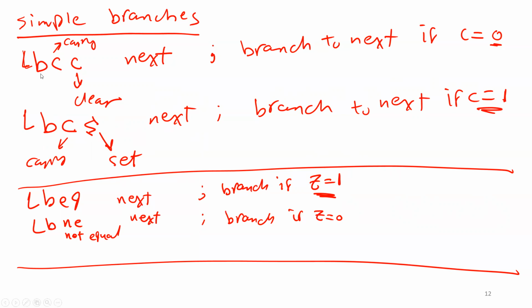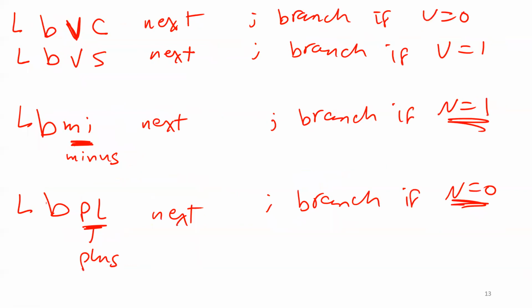So look here, B means branch. Branch if carry is clear. So this instruction is going to branch if the carry flag is clear, is 0, right? This is number 1. Number 2, branch if carry is set. So this one is going to branch if the carry is 1, is set. Okay, look at this one. Branch if equal means branch if the 0 flag is 1. This one, branch if not equal, is going to branch if the 0 flag is 0. Is that okay?